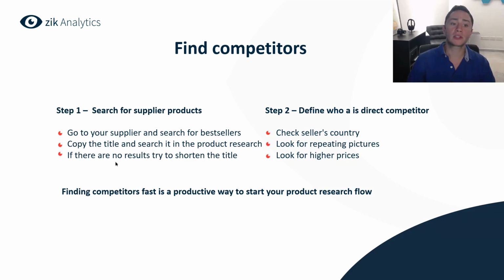If there is no result, you have to try to shorten the title or try another product. It's very important: don't waste time on a result with only one seller. Try to get results where you get 10, 15, even 100 sellers to save time in the process. So once you have completed this part and you got the result with many people selling a product similar to the supplier's, then you have to define who is a direct competitor.